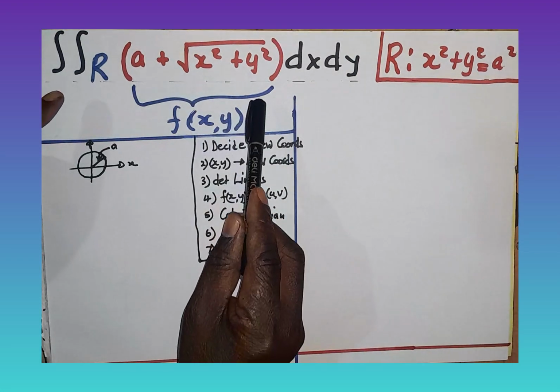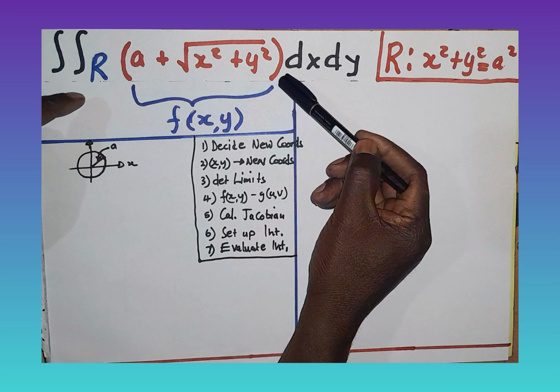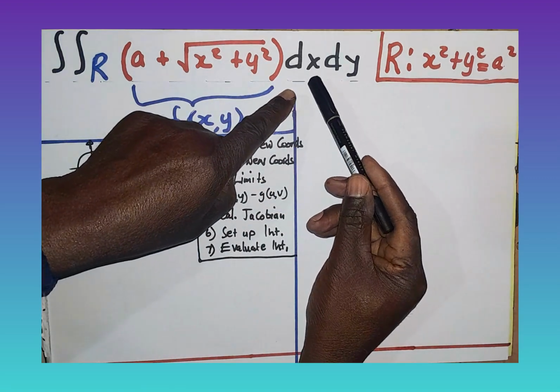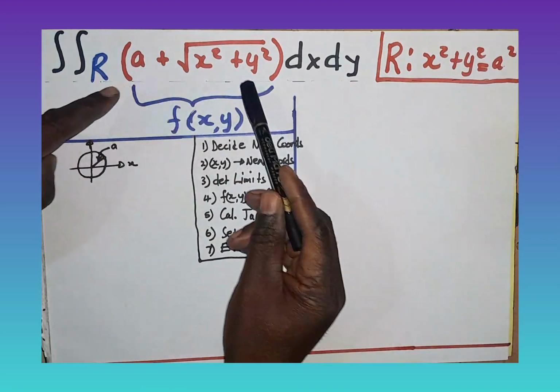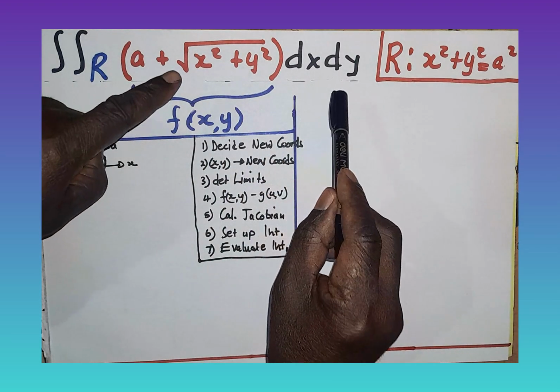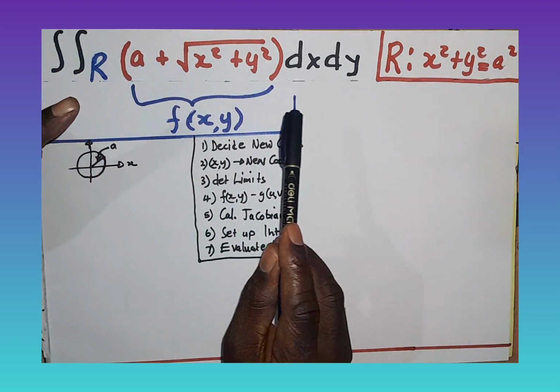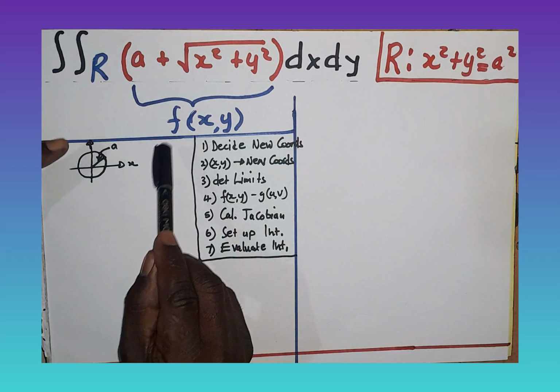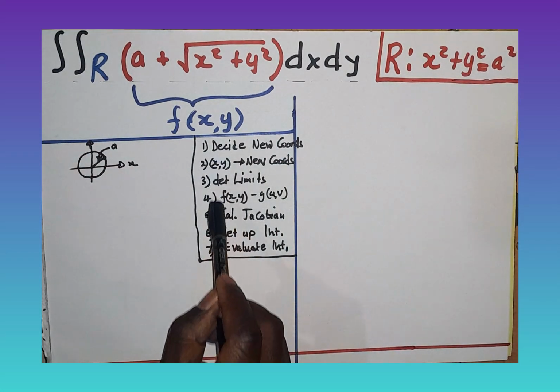Now, what we want to do here is to take this integral, which is expressed in terms of coordinates x and y, and transform it into a new double integral expressed in terms of a new coordinate system. But how do you do that? Well, let's follow the steps I've listed down here.